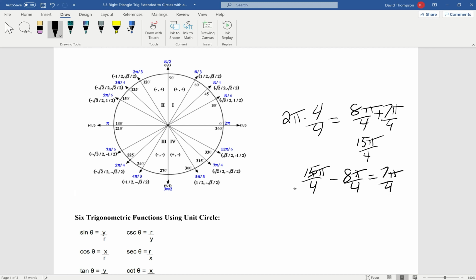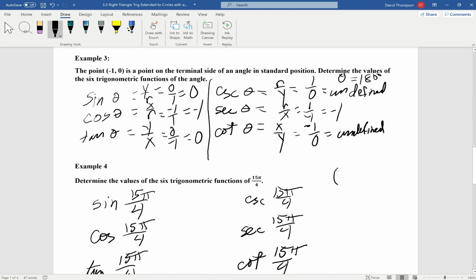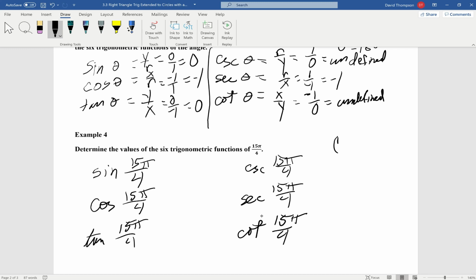So the coordinates we need are square root of 2 over 2 and negative square root of 2 over 2. So sine of 15 pi over 4 is going to be negative root 2 over 2, because anything divided by 1 is going to be itself. Cosine of 15 pi over 4 is going to be square root of 2 over 2.